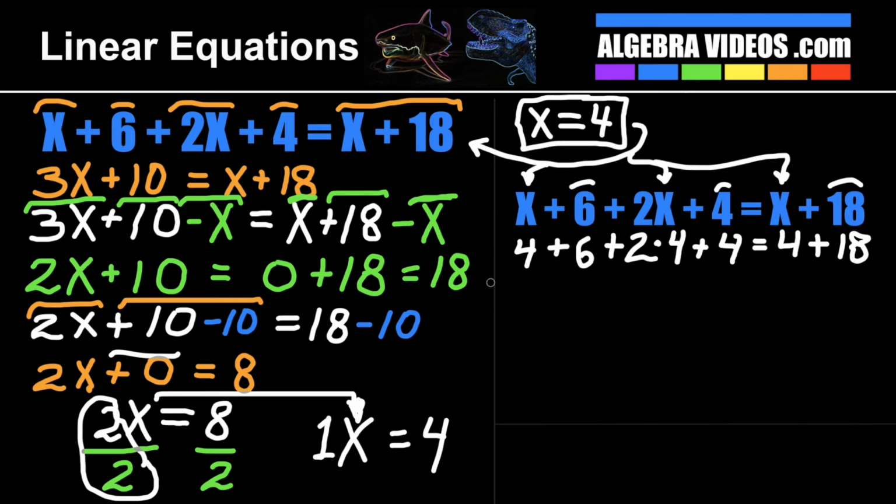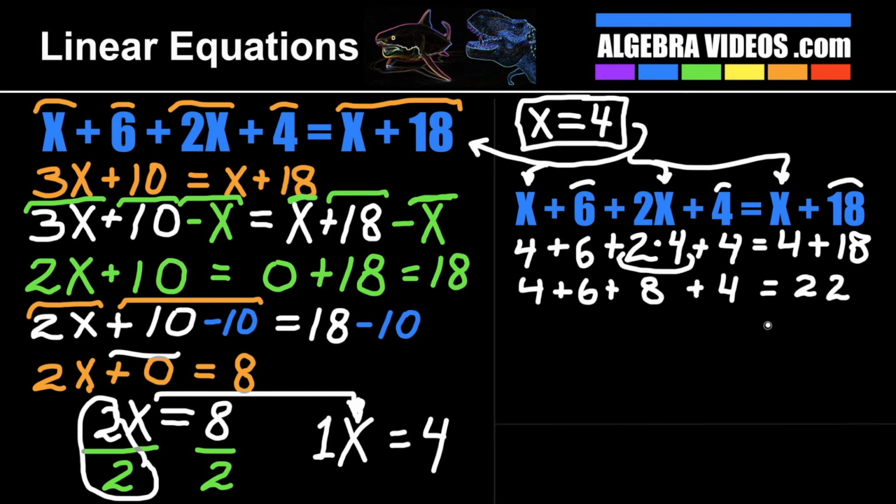Simplifying again, on the left side is 4 plus 6 plus this term right here, 2 times 4, that's 8, plus 4, just rewriting what's above, equals 4 plus 18. Well, 18 plus 4, what is that? 22.